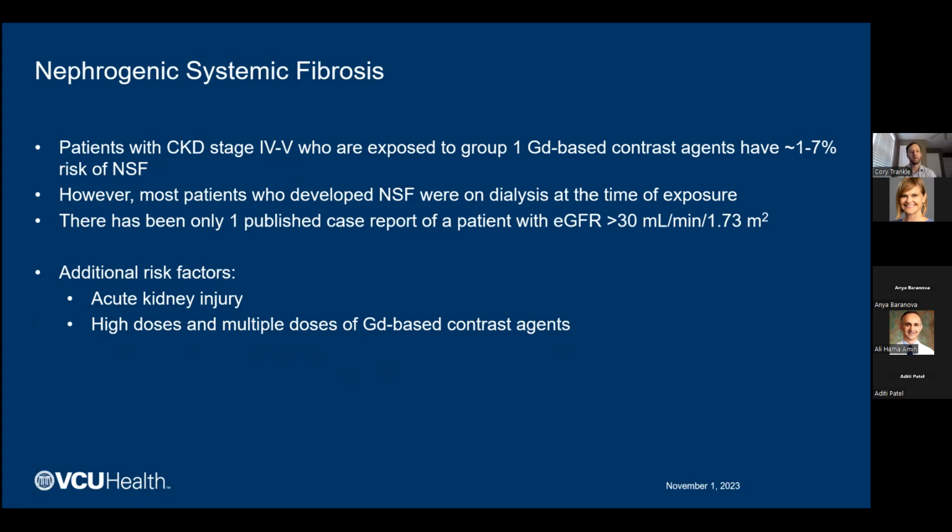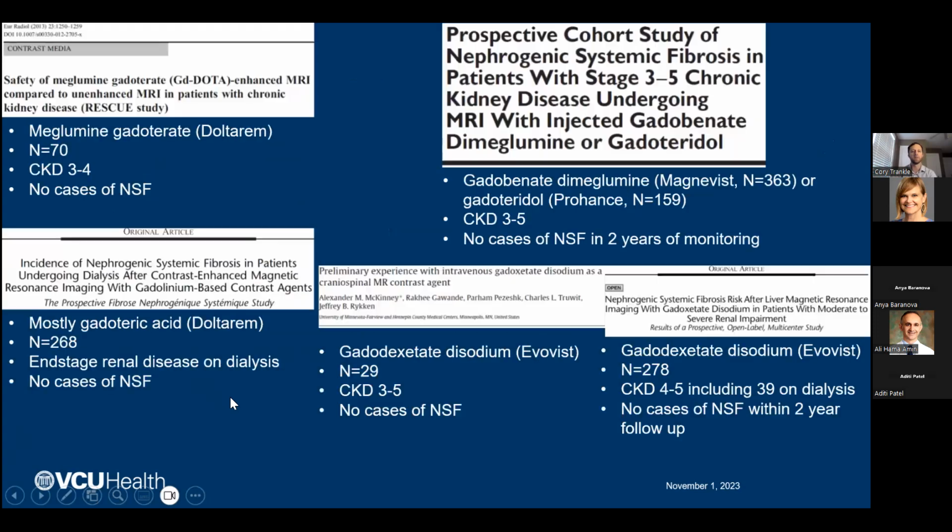Or if you're giving high doses and multiple doses of gadolinium-based contrast agents, especially in these patients with renal dysfunction. I will say that many of the studies, Dotarem, Magnevist, ProHance, Eovist, all of these have some data for using them in more advanced kidney dysfunction. So, CKD 3 or 4, end-stage renal disease on dialysis, 268 patients.